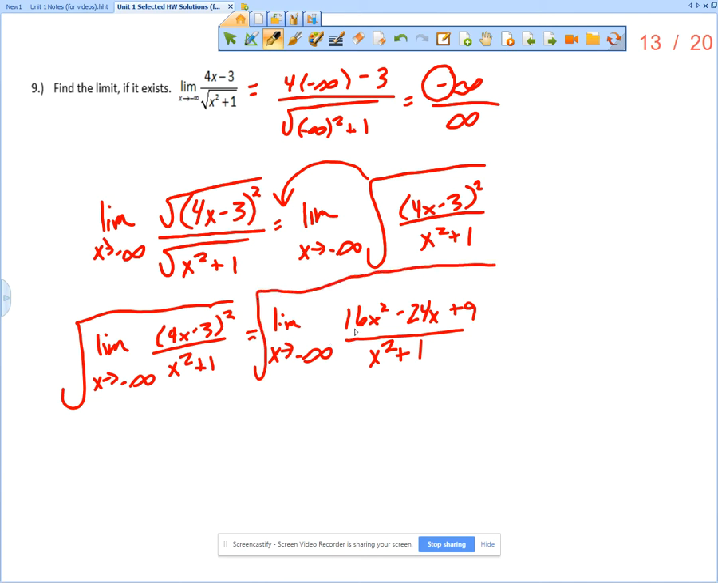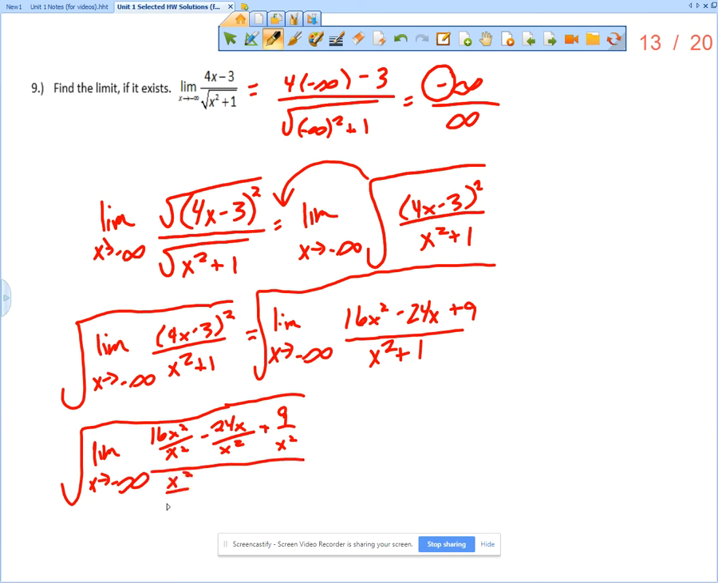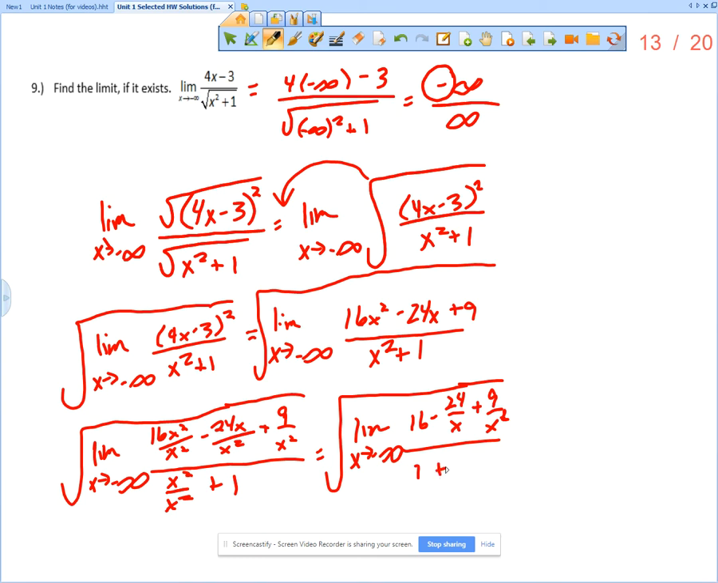All right, so now we want to divide everything by x squared. So I have the square root of the limit as x approaches negative infinity of 16x squared over x squared minus 24x over x squared plus 9 over x squared, all divided by x squared over x squared plus 1 over x squared, and still have that square root, and then we're going to simplify. All right, so now 16 minus 24 over x plus 9 over x squared divided by 1 plus, I forgot to divide by x squared there. So 1 plus 1 over x squared. All right, so now we're going to reevaluate.